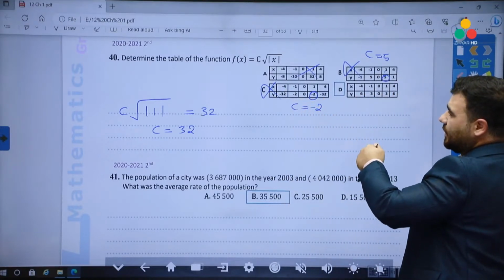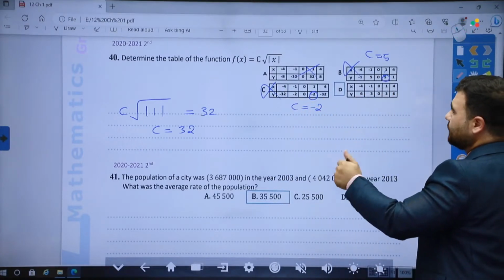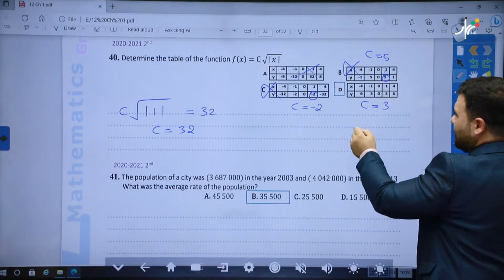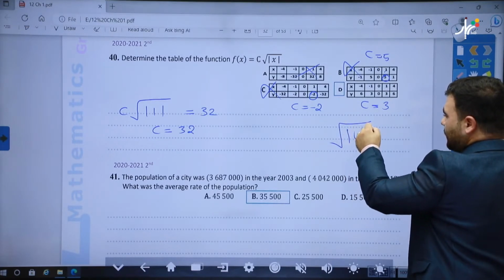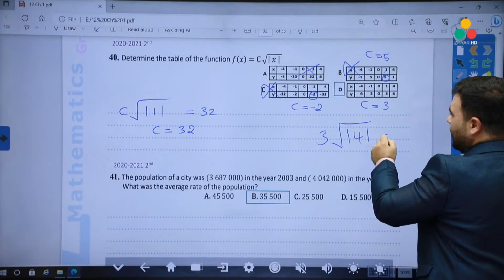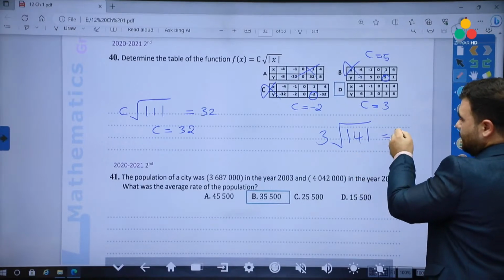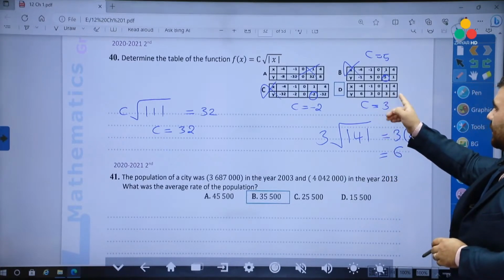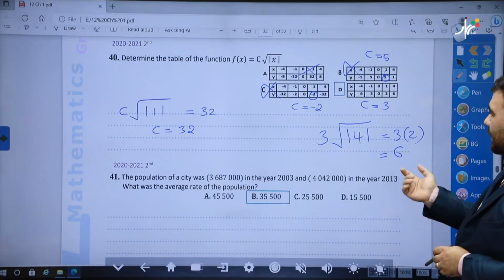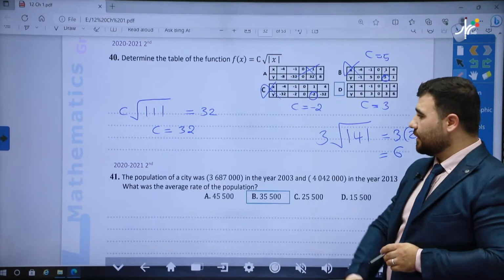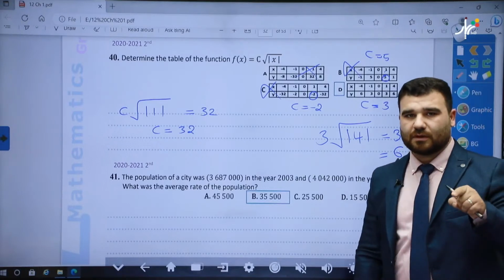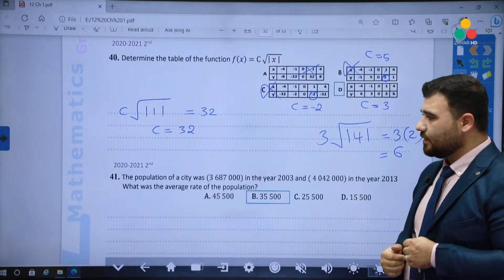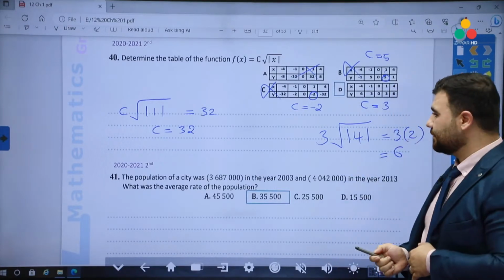This is telling me D is the right answer indirectly, but we need to check anyway. When x is 1, c is 3. When x is 4, the square root of 4, which is 2, multiplied by 3 is 6. This worked for this point and this point. Then let's check for negative 1. When x is negative 1, the absolute value of negative 1 is 1. Square root of 1 is still 1. Times 3 is 3. Then D is the correct answer. D satisfies the equation.